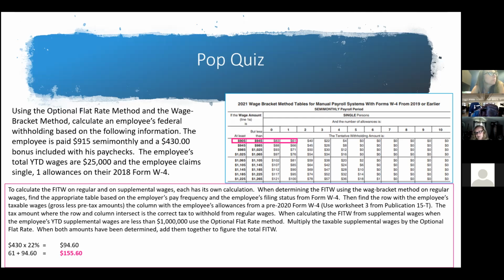I will tell you, they like to trick you. Not necessarily trick you, just you want to be careful. Like we just talked about, reading is so important. Make sure that you understand what they're asking you to do, whether they want you to use the aggregate method, whether they want you to use the optional flat rate method. Just make sure that you read, because that's really where they're going to get you. Good job, guys.